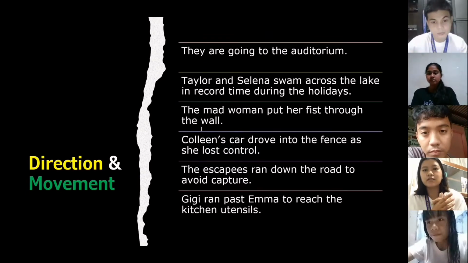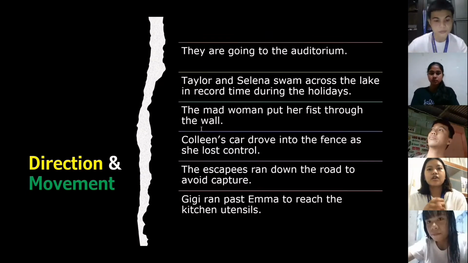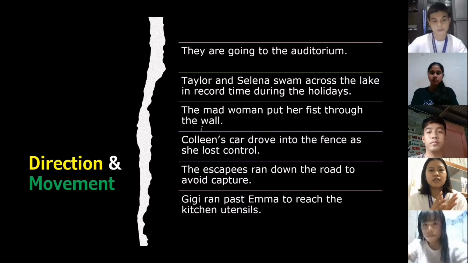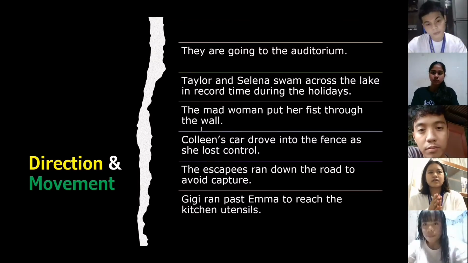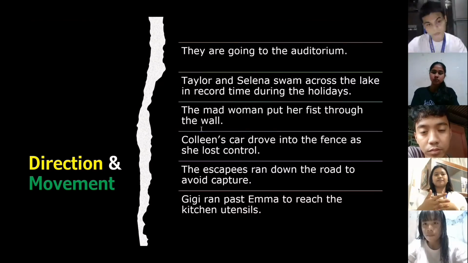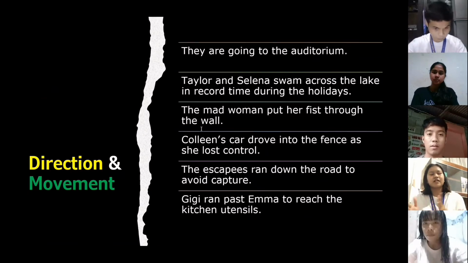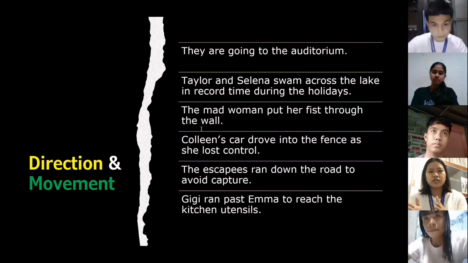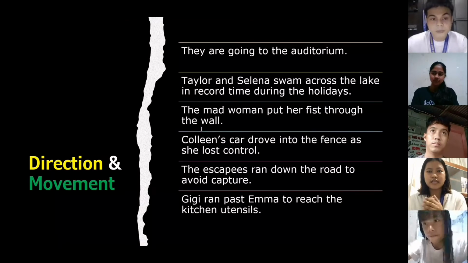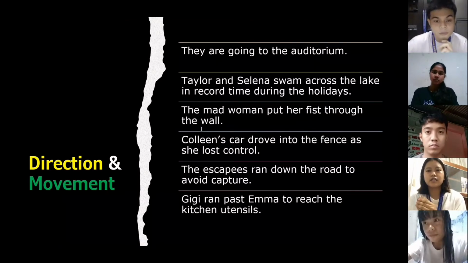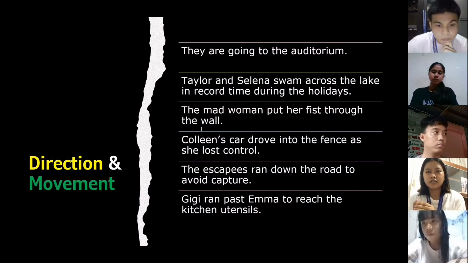Next, we have the examples. They are going to the auditorium. So to is the preposition; you are going to the auditorium. The verb going is the motion. Taylor and Selena swam across the lake in record time during the holiday. So the preposition here is across.